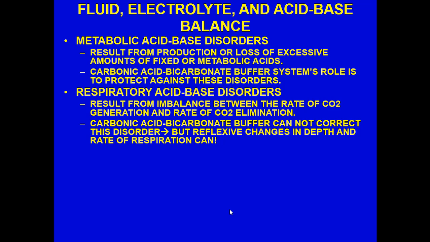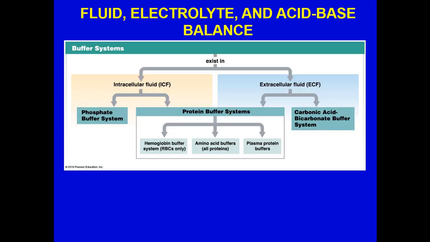In other words, if I'm building up CO2 in my blood, the better thing to do is I'm going to increase my respiration rate to vent off the CO2. So it's going to be respiratory. Metabolic is a little bit different. That's situations that occur because of excessive amounts of fixed or metabolic acids, okay?